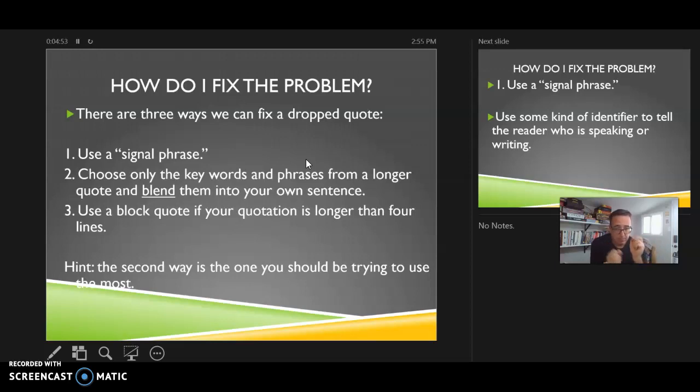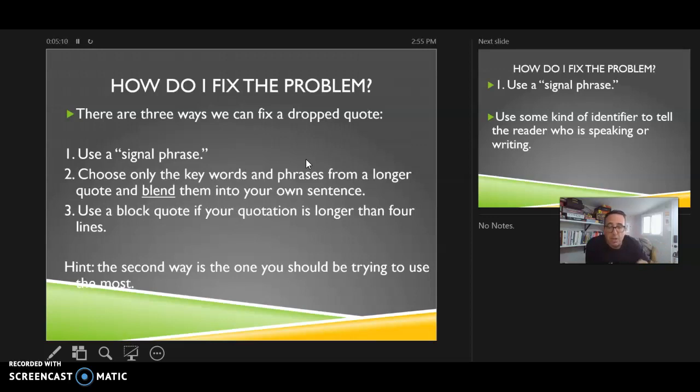Now, the second method that I'm going to talk about is the one you want to try to practice and really try to work on more, because that's the more sophisticated way to work with a text. The first way is fine. We use it all the time, and you can switch back and forth between the first two methods.